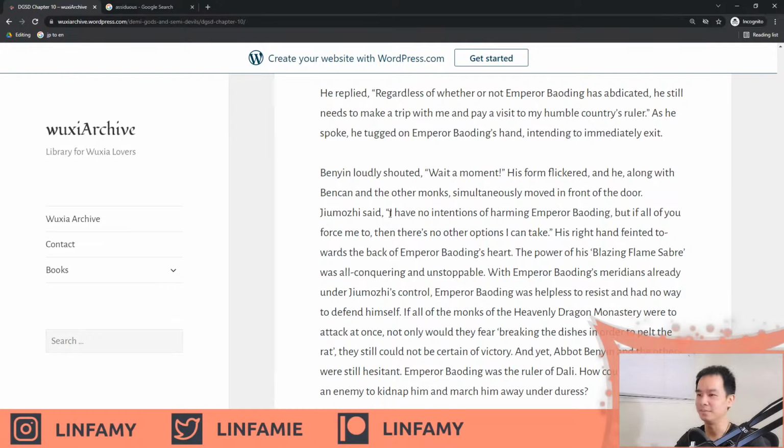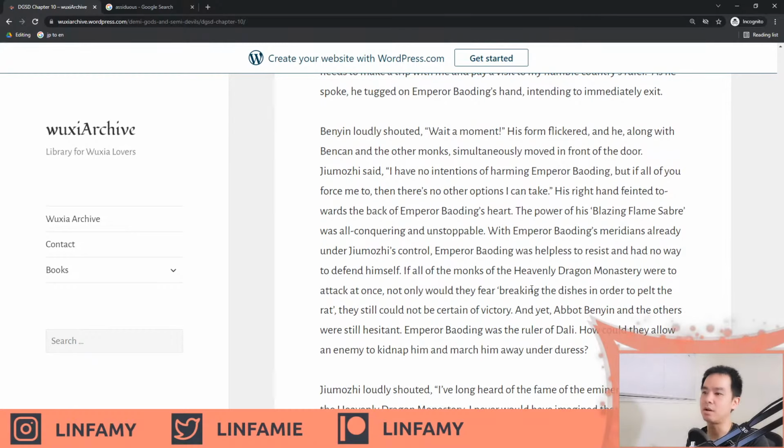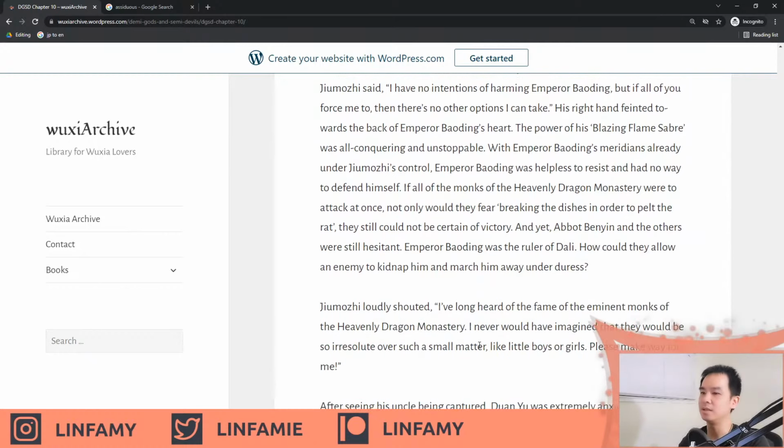This guy talks politely, but he has venom in his words. His right hand feinted towards the back of Emperor Baoding's heart. The power of his blazing flame saber was all-conquering and unstoppable. With Emperor Baoding's meridians already under Jiumotsu's control, Emperor Baoding was helpless to resist and had no way to defend himself. If all of the monks of the Heavenly Dragon Monastery were to attack at once, not only would they fear breaking the dishes in order to pelt the rat, they still could not be certain of victory. And yet Abbot Bunyin and the others were still hesitant. Emperor Baoding was the ruler of Dali. How could they allow an enemy to kidnap him and march him away under duress?